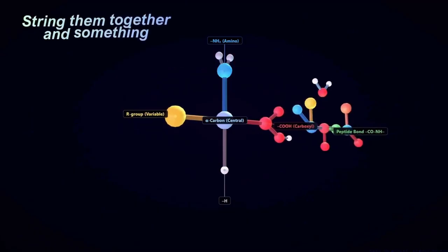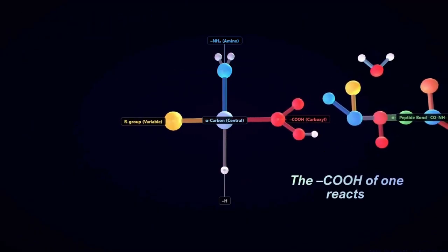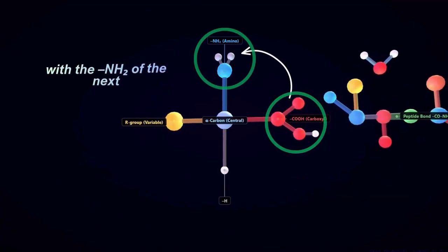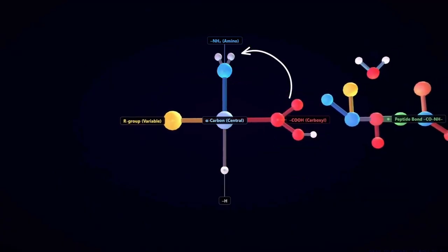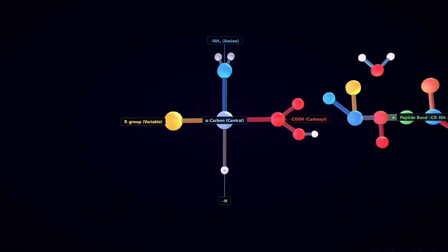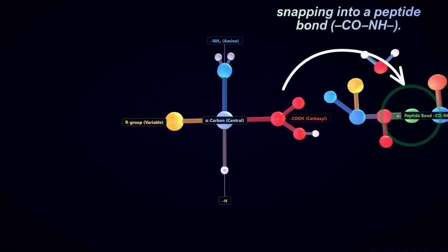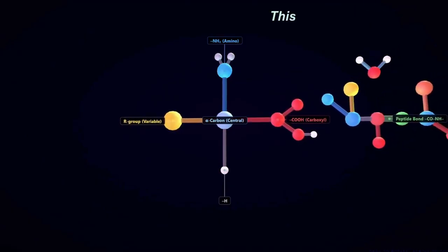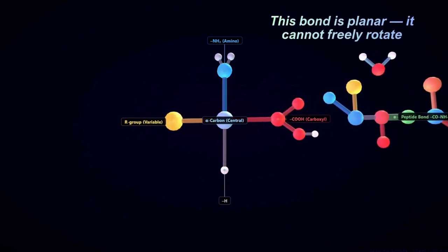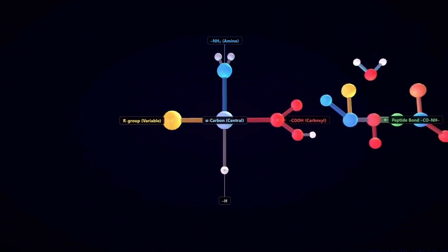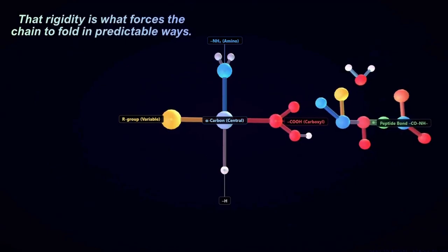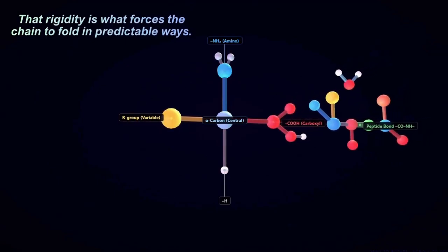String them together and something irreversible happens. The carboxyl group of one reacts with the amino group of the next, expelling a water molecule and snapping into a peptide bond, condensation. This bond is planar, it cannot freely rotate. That rigidity is what forces the chain to fold in predictable ways.